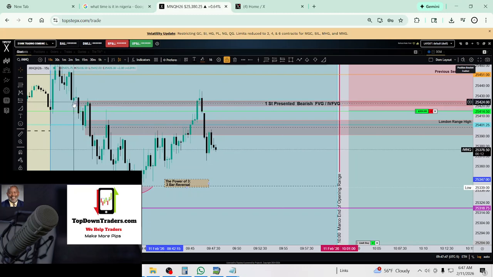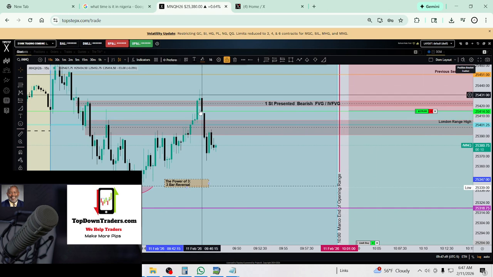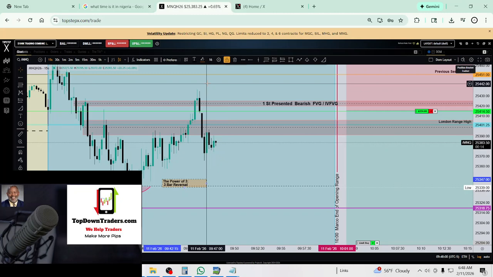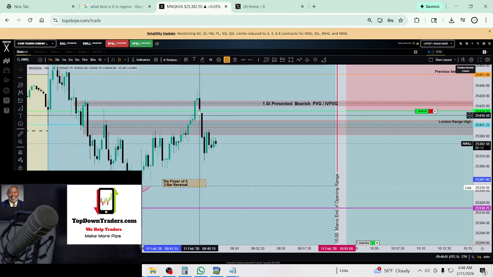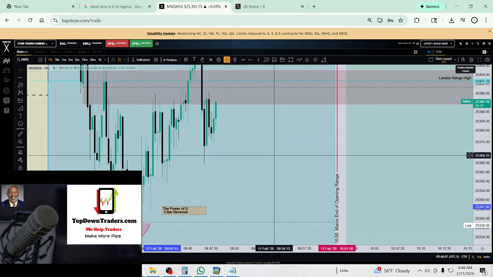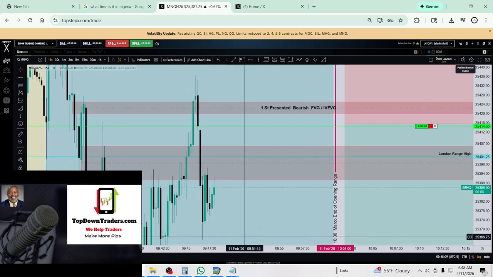Now, as you saw before, price came and retested this first presented fair value gap. It hasn't inverted to become an inverted fair value gap because it hadn't continued up higher. But I do see something here where the price is at the opening price. I'm going to bring that to your attention.